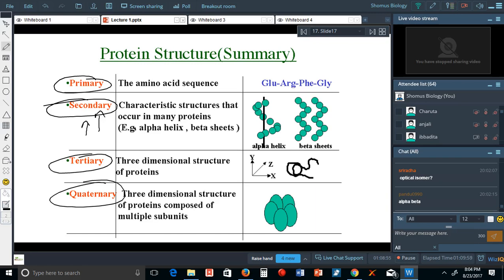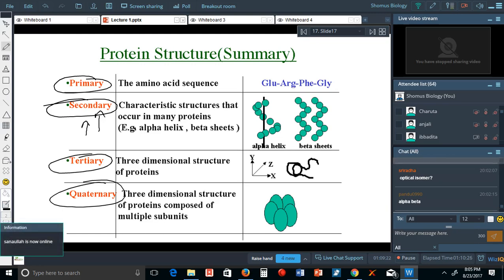What is the secondary structure? The secondary structure is the characteristic structures that occur in many proteins, that is alpha helix and beta sheets. These are the two major secondary structures that we see. And what is the difference between the primary structure and secondary structure? Because the primary structure is only the amino acids linked with one another with the peptide bond.